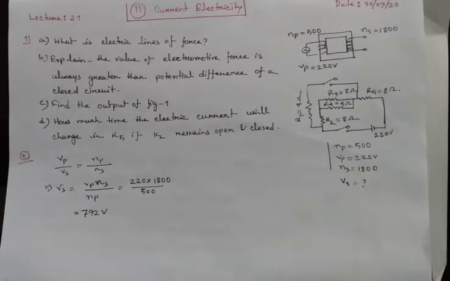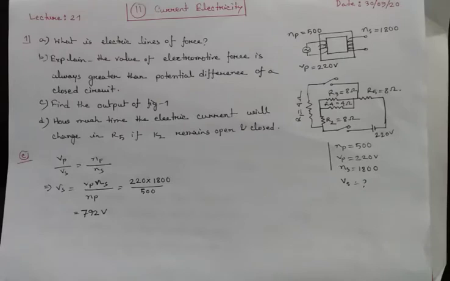According to these diagrams, what are the questions? First one is what are electric lines of force? Electric lines of force are imaginary lines, and actually these are the path of a free positive charge in an electric field. Second one is explain why the value of electromotive force is always greater than the potential difference of a closed circuit.